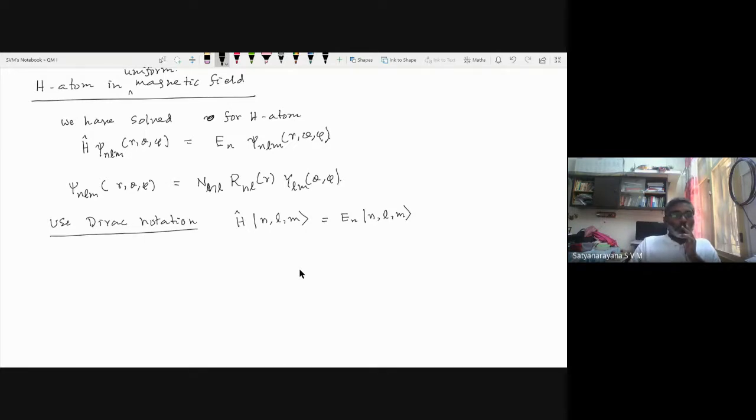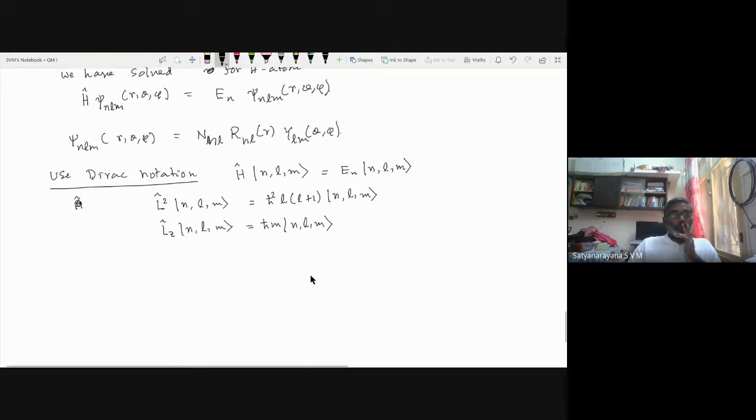Okay, so H acting on this is what I already wrote. Now L squared acting on |n,l,m> is equal to h-bar squared l(l+1) |n,l,m>, and L_z acting on |n,l,m> is equal to h-bar m |n,l,m>. So that is how these states are defined.